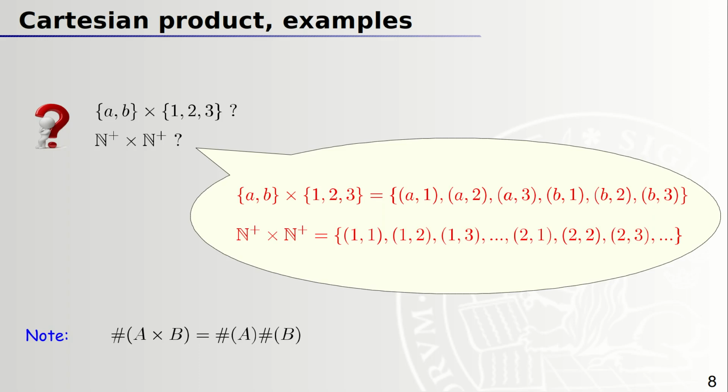Note that, at least for finite sets, it is the case that the cardinality of a Cartesian product is the product of the cardinalities of the sets in the product. Just as there are 6 combinations of elements of a 2-element set with those of a 3-element set. We shall see later that this rule also extends to sets with infinitely many elements.